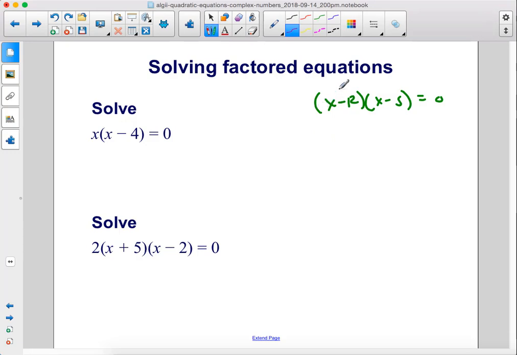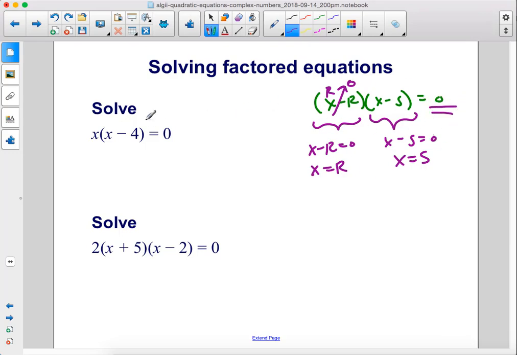Well, one of these has to be equal to 0 in order for this whole thing to be equal to 0. So we have two choices: x minus r equals 0 or x minus s equals 0. Therefore, x would equal r or x would equal s. If x equals r, that would mean this would be r minus r, so this would be 0, and anything multiplied by 0 would also in turn be equal to 0.